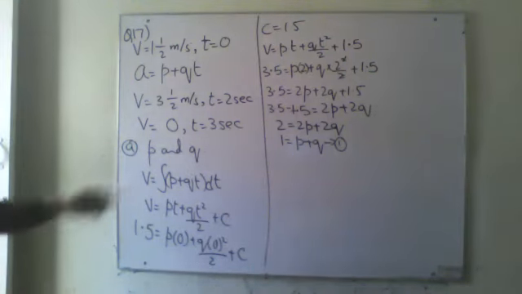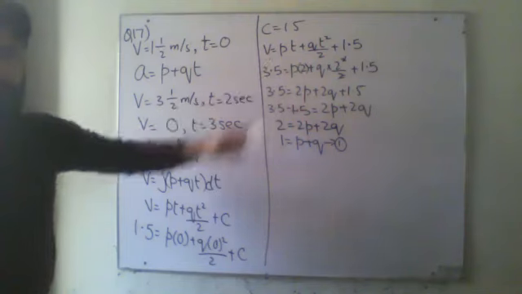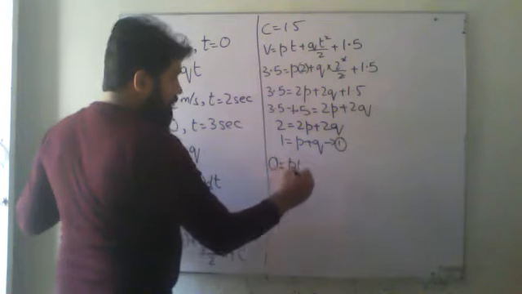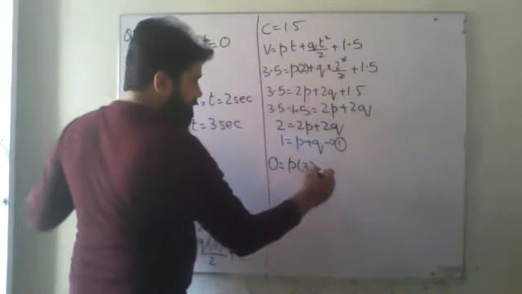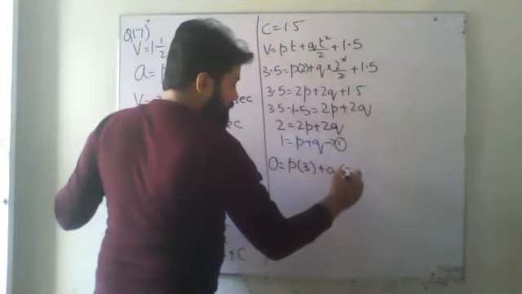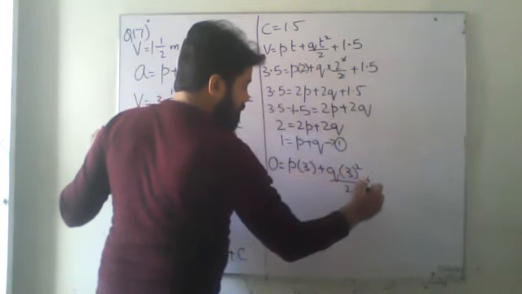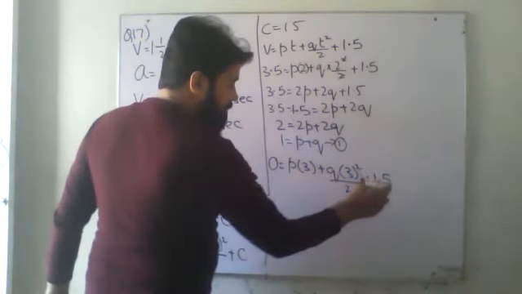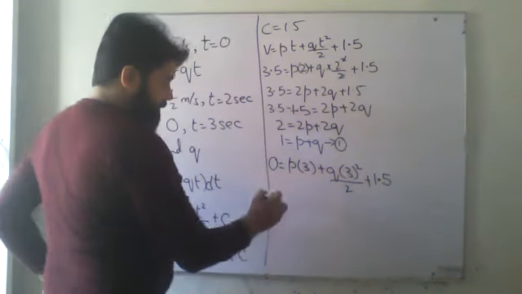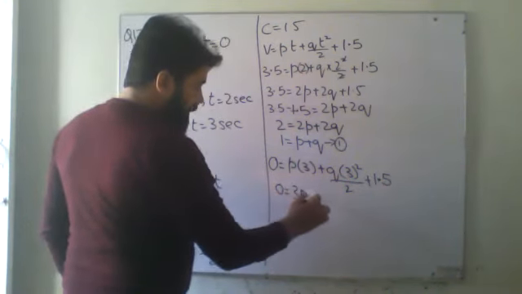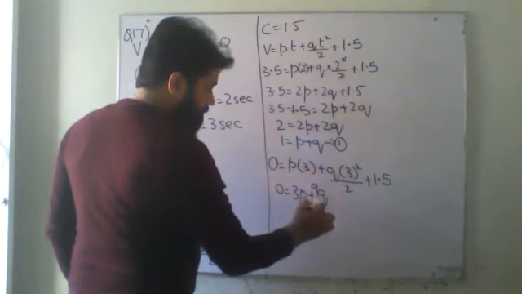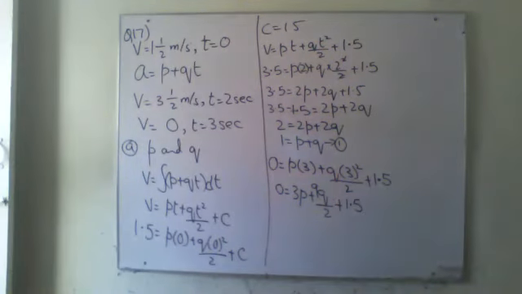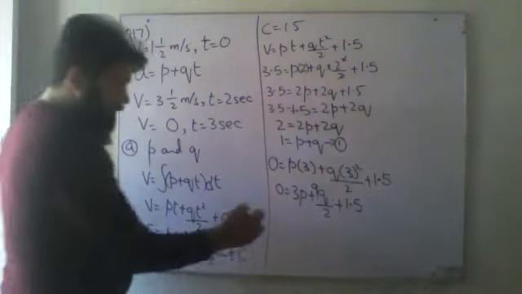Now I'm going to take this one, again putting it over here. So velocity is 0, p, time is given 3, plus q, 3 squared over 2, plus 1.5. So 0 equals 3p plus 9q over 2 plus 1.5. Now I'm going to take the LCM.